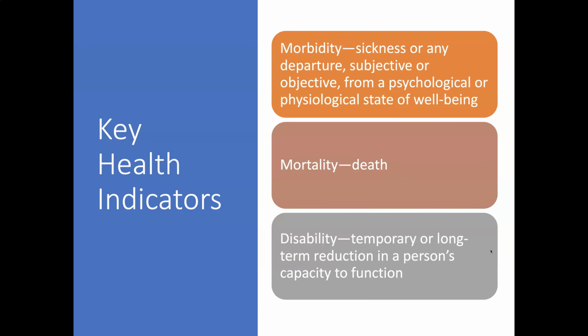Other key health indicators that you're going to be looking at are morbidity, mortality, and disability. So morbidity, again, is just that sickness. Mortality is death, and disability is temporary or long-term reduction in a person's capacity to function. So again, you could be a diabetic, you could have pneumonia, and is it just a morbidity thing that you've just become sick with pneumonia?